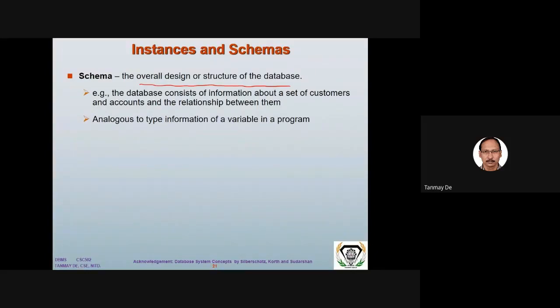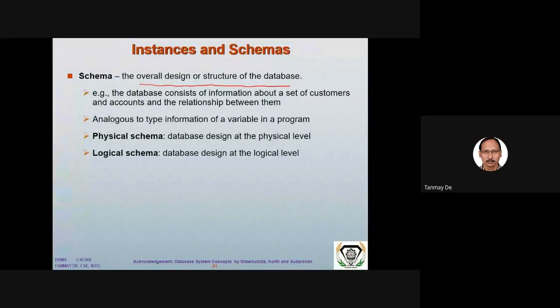Here the schema is normally divided into two types: physical schema and logical schema. Physical schema is the database design at the physical level, and logical schema is the database structure designed at the logical or conceptual level. The schema or structure of a particular database, maybe a banking database system or a university database system, changes infrequently.